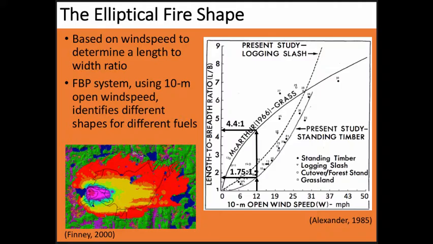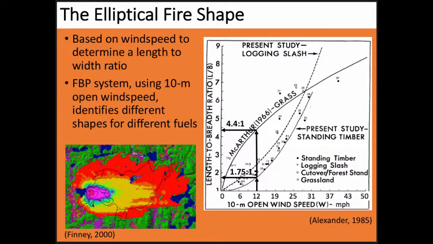The FBP system, using an open 10-meter surface wind, that would be observed at a fire weather station, estimates a length to width ratio based on the fuel type selected in earlier predictions. As the graph shows, there are distinct relationships for forested fuel types, slash fuel types, and grass, or open fuel types. Using the example wind speed of 12 miles per hour, you can quickly find the length to width ratio is 1.75 to 1 for forest types, meaning that it is nearly twice as long as it is wide.